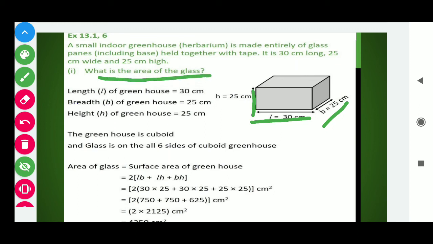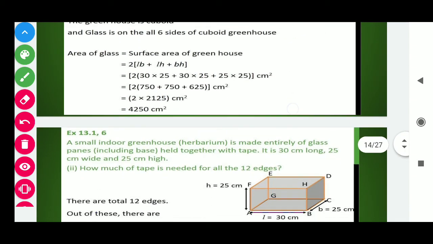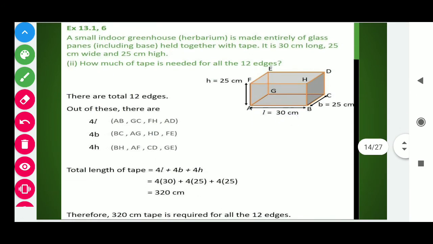Okay students, so let's start. Length, breadth and height are given in centimeter. The greenhouse is a cuboid. So glass is on all 6 sides of the cuboid greenhouse. So area of glass is equal to surface area of greenhouse. Its formula is 2(LB plus BH plus HL). By putting the values, you just have to do a simple calculation. We get 4,250 square centimeter.